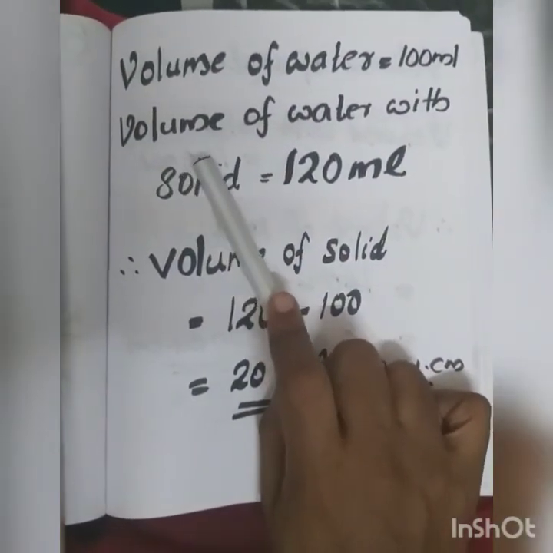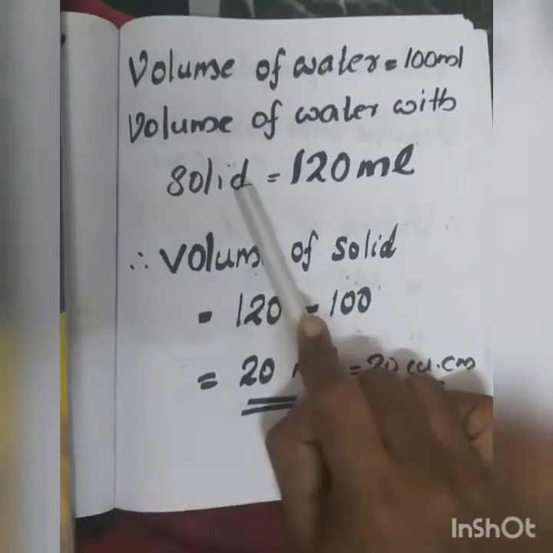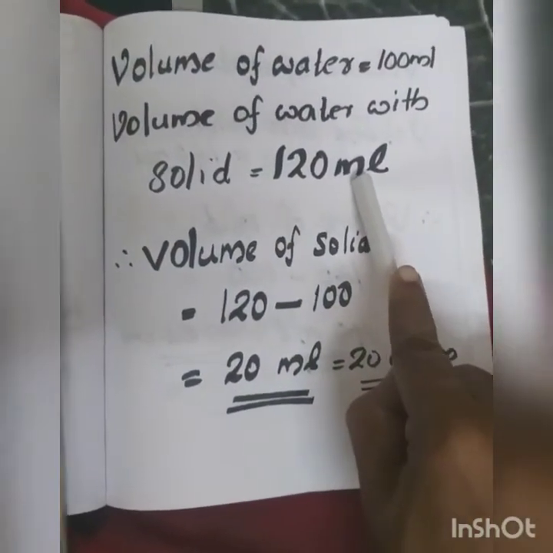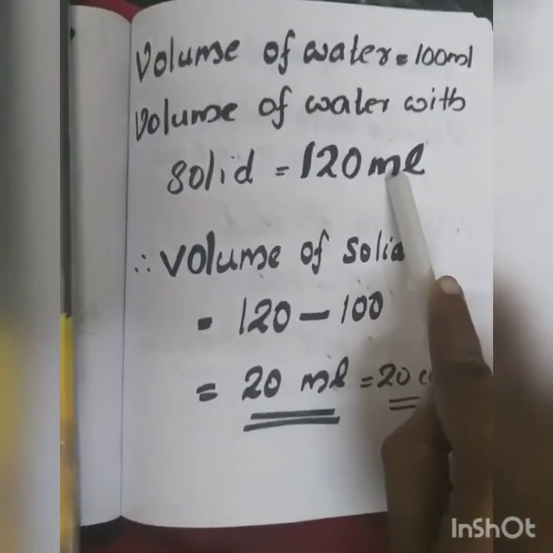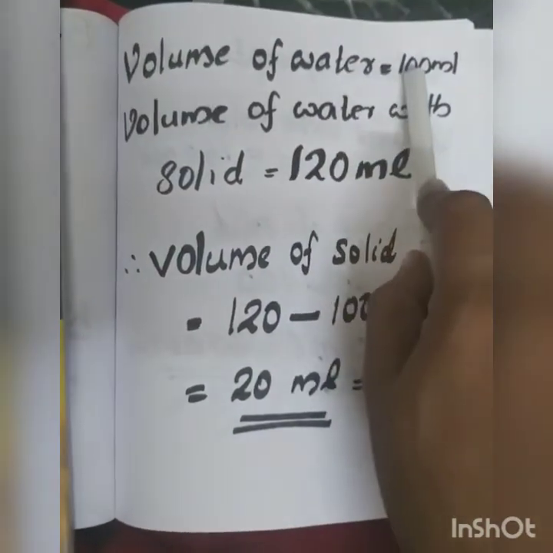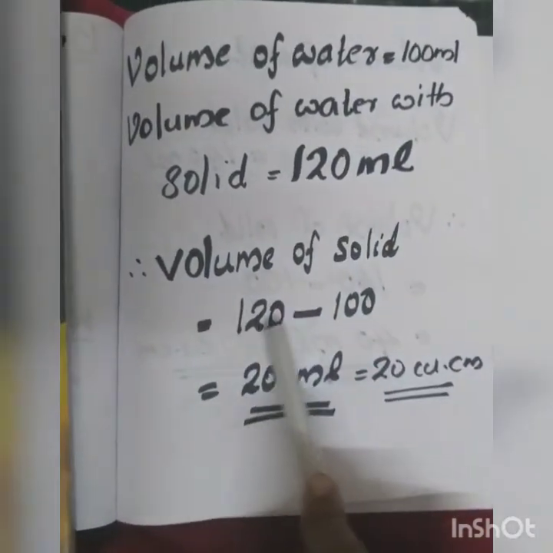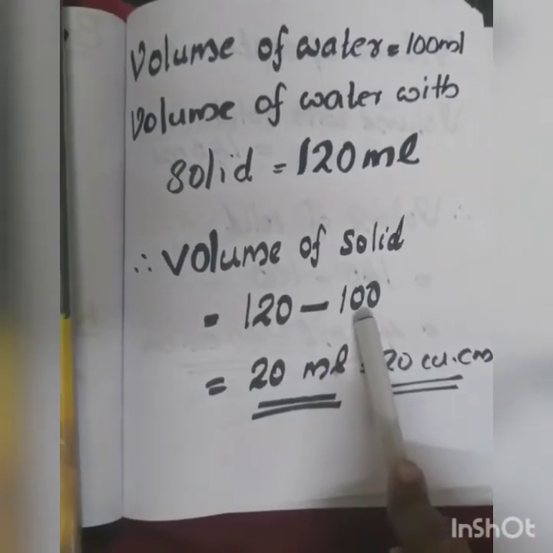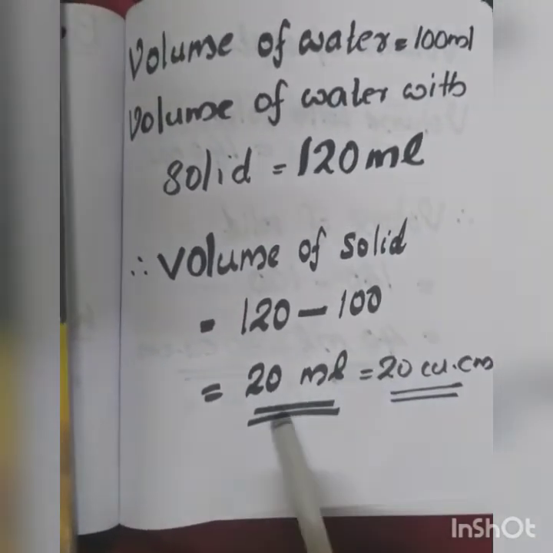Now when we drop the solid in it, the volume rose to how much? 120 ml. So we want to find out the volume of the solid alone. The water level was earlier 100, and it rose to 120. So it rose by 120 minus what was the first volume? 100. So 120 minus 100 is 20 ml.